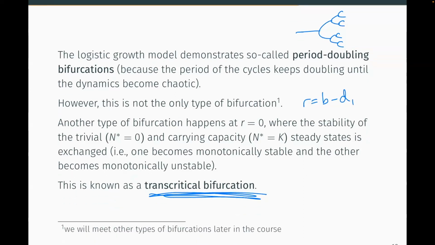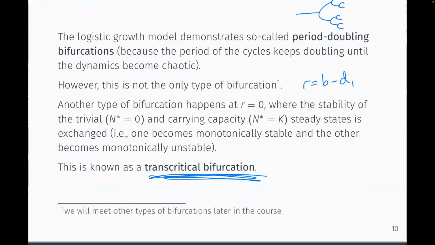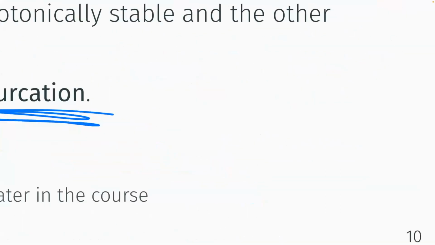In this particular model, the stability changes when R is equal to 0, because that's the point when our births equal our density independent deaths. When R is less than 0, our extinction, trivial steady state n star of 0 is going to be monotonically stable. In fact, we could see that if we were to sketch a quick cobweb diagram.